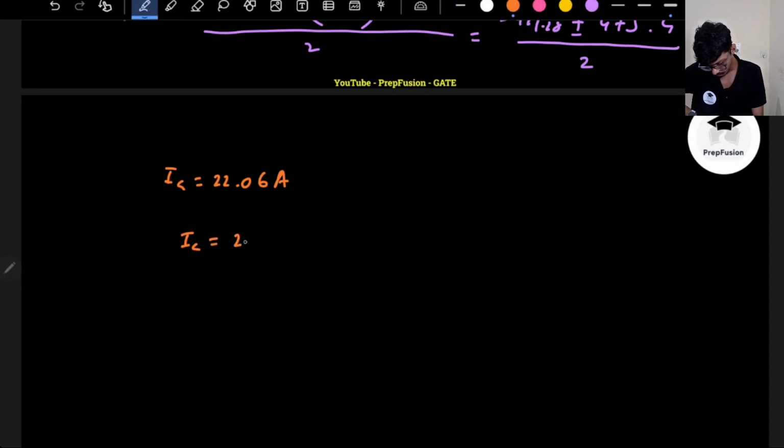IA is equal to 22.06 angle. What is the angle? Cos inverse of 0.9, right? It is leading, so it will be plus 25.84. It leads the voltage.